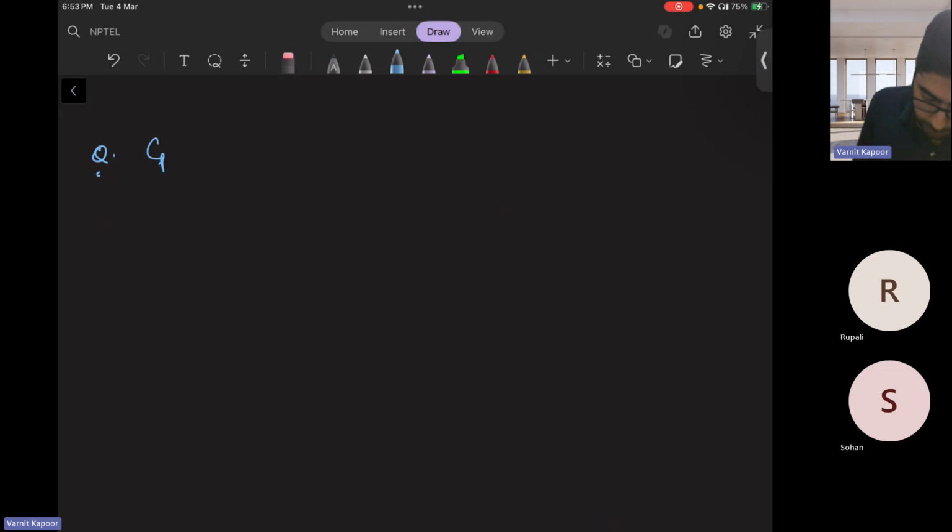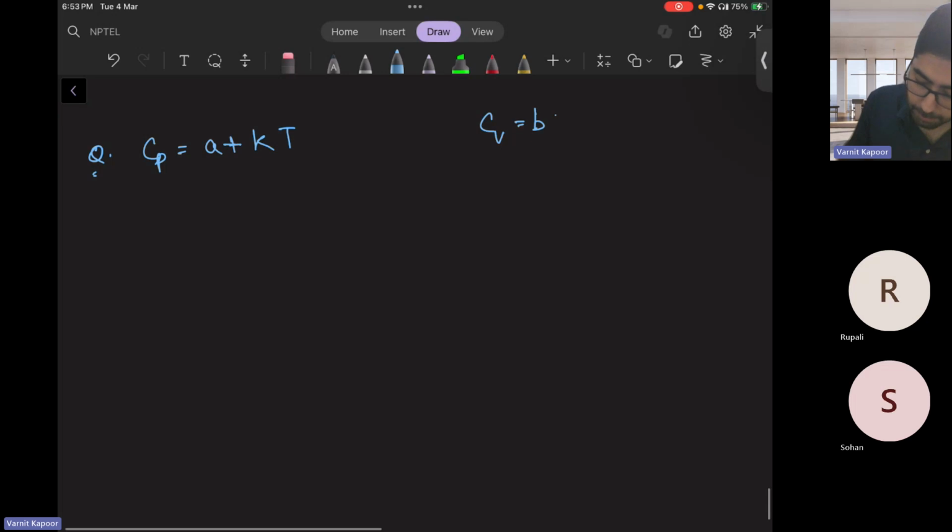Cp is given to be, now Cp is not constant. Cp is given as a linear function of temperature, A plus Kt, and Cv is given as B plus Kt. It is said that Cp and Cv of an ideal gas are like this, where A, B, K are constants.